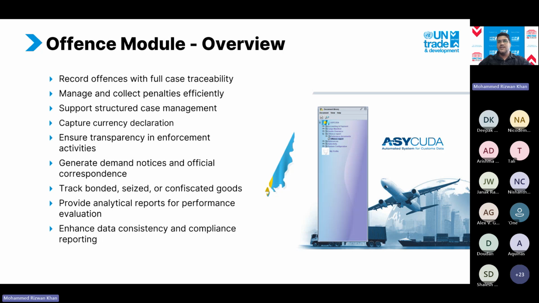The system can generate demand notices and other financial correspondence automatically. So if there's an offense and you want to give a demand notice, the system can be tailor-made to produce that demand notice in a PDF format, which can be provided or submitted to the offending party. And any other correspondence, such as penalty letters, seizure reports, or payment reminders. So this saves time and ensures standardization.